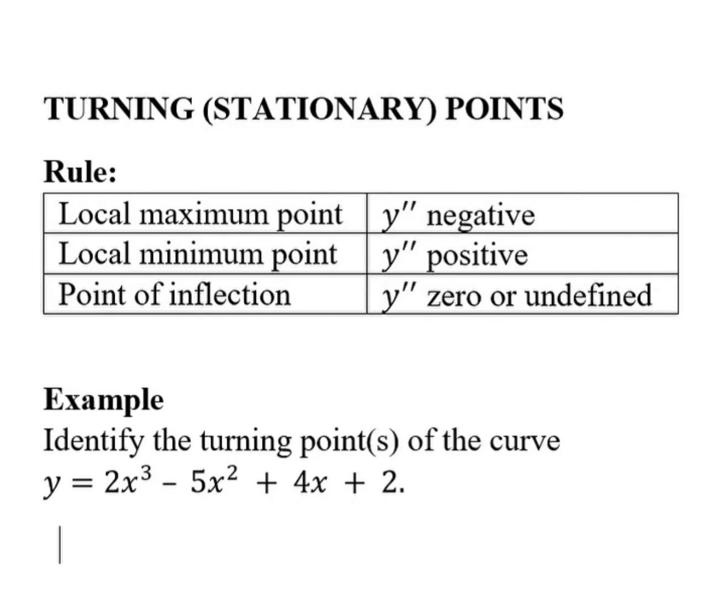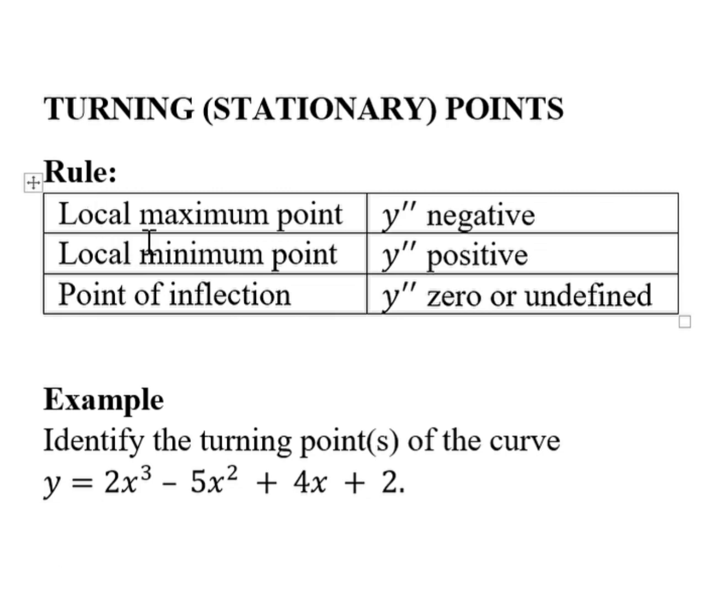Turning points or stationary points are points on a curve where the gradient is 0. Now we test stationarity using the 3 points that we have here.